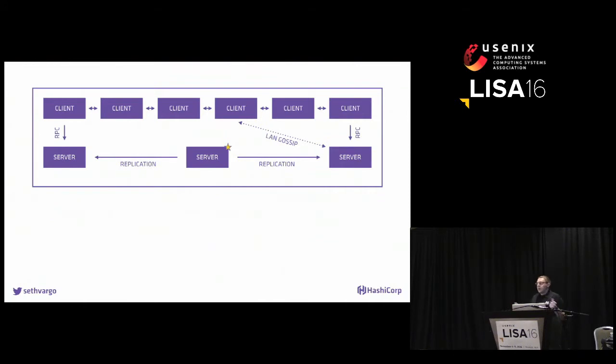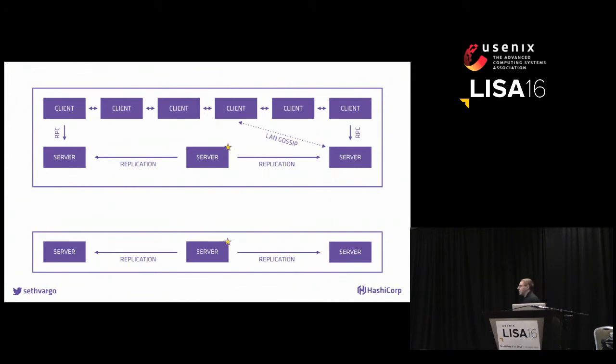The servers operate in a traditional HA mode. So the one with the star there is the leader. It's pushing replication data out. The servers that are in follower mode are sending the requests in. So traditional client-server relationship, all calls are over RPC between the clients and the servers.